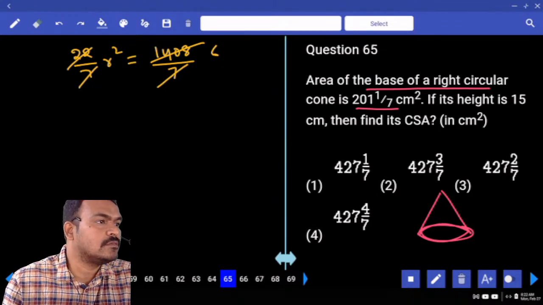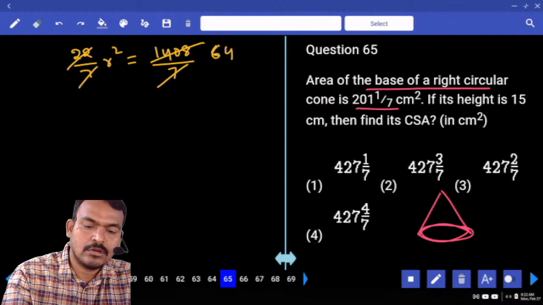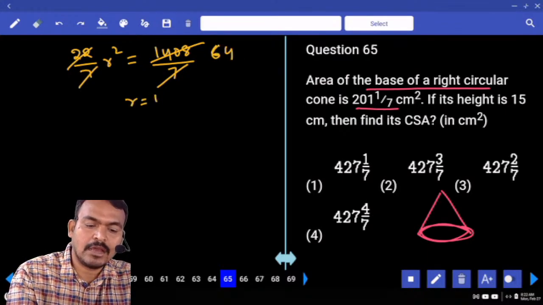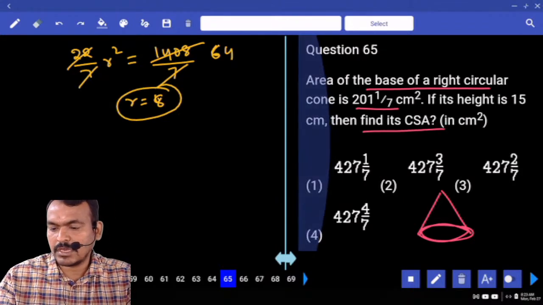132. What is the remaining? 8. 88 means how many times? 4. R square equals 64. R value is 8, or not? What is the question here? Curved surface area.